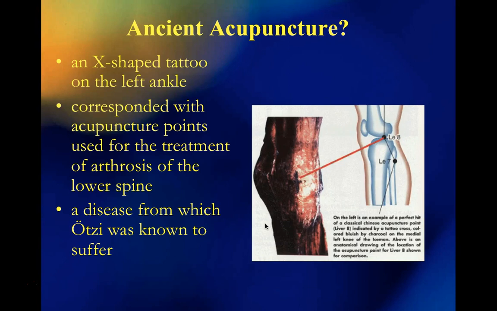One of the unique tattoos that wasn't a linear arrangement of parallel lines was an X or plus-shaped tattoo on his left ankle. There was also another plus-shaped tattoo on his inner knee. These are actual classic sites for acupuncture points and are used to treat different kinds of abnormalities of those joints. There's even a specific site where he has a tattoo that is also aligned with an acupuncture point that would treat a condition of the lower spine.